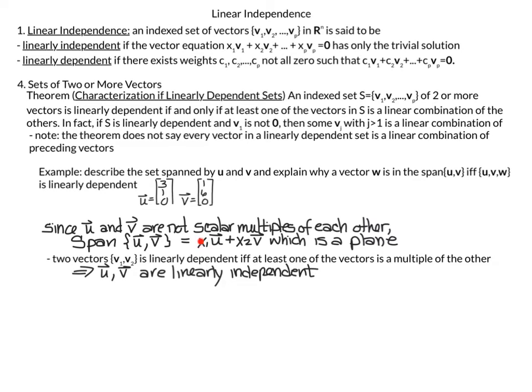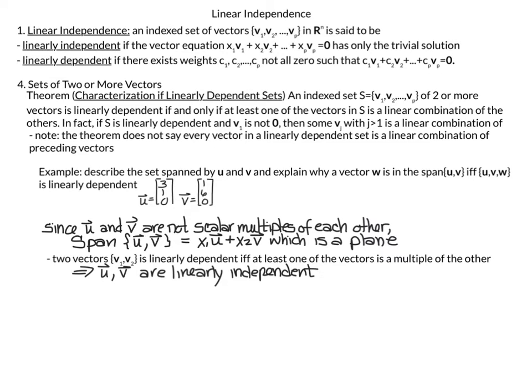In other words, if we take all linear combinations of u and v, we get a plane. I'm also going to note our previous statement about two vectors: they're linearly dependent if and only if at least one of the vectors is a multiple of the other. Since they are not multiples of each other, and this is an if and only if statement, that means they are not linearly dependent, meaning they are linearly independent.